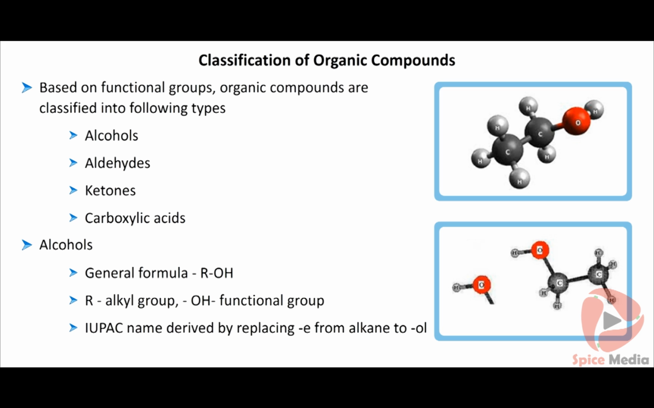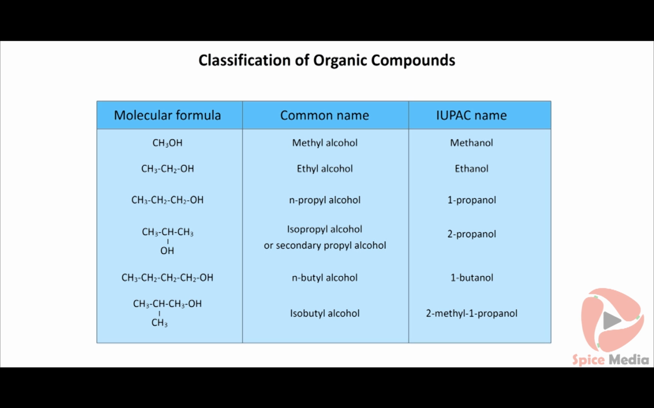The IUPAC name of alcohol is derived by replacing E from alkane with OL, hence we get the name alkanol. Some examples of alcohols are given in the table.